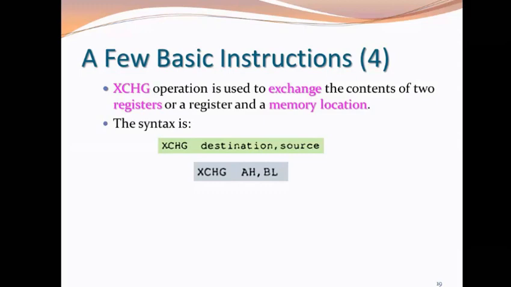Okay, then what we can understand by looking at this instruction is that we are exchanging the value between the lower byte of the base register and the higher byte of the accumulator register. So the value of BL will go to AH and the value of AH will come to BL. Does it make sense?